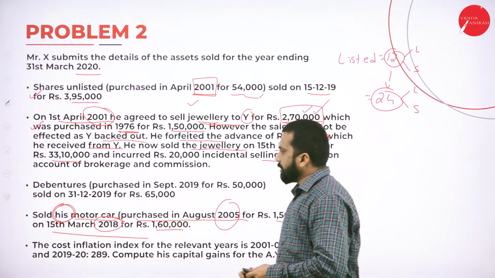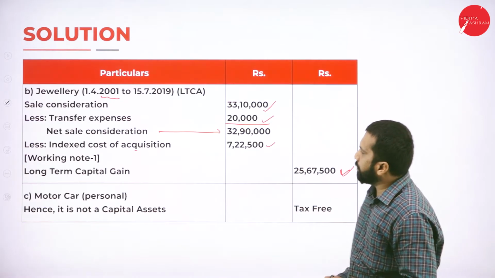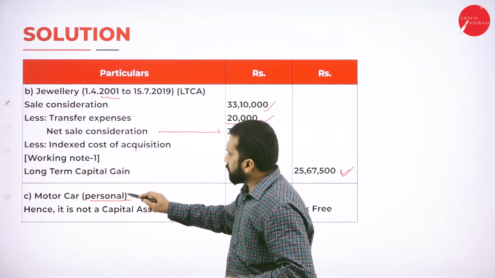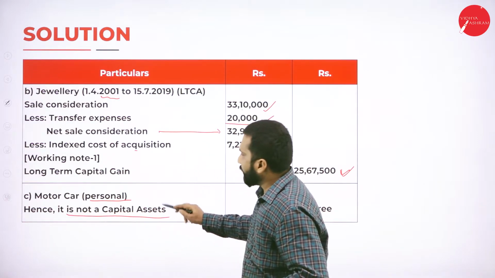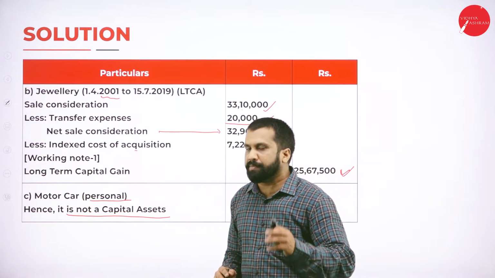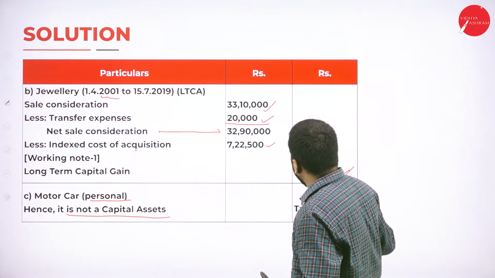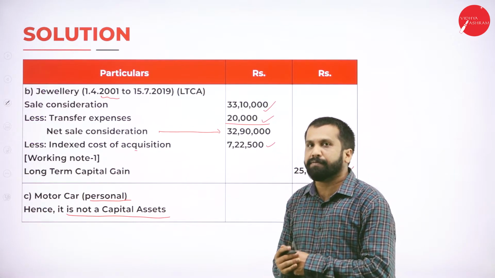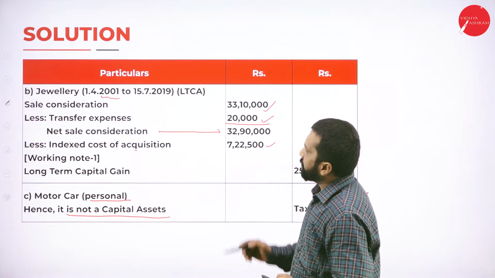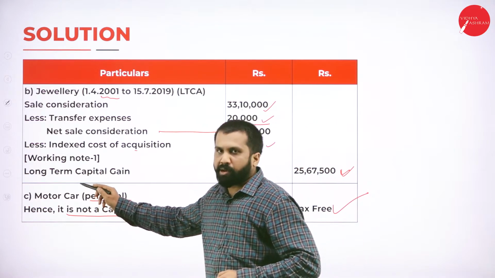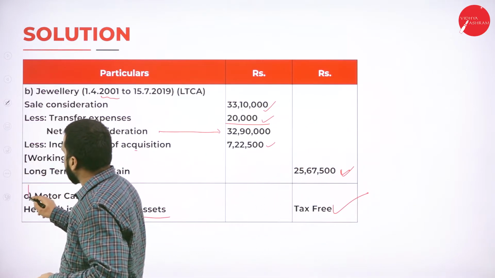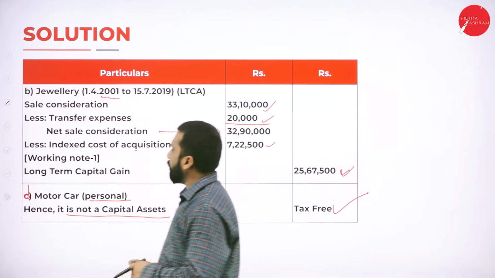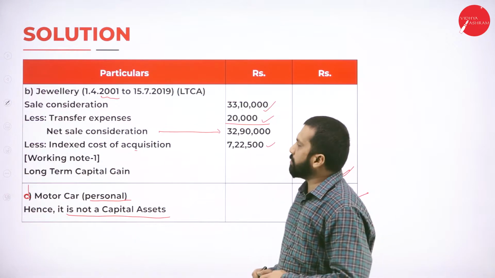So the answer for this is easy. See, motor car, it is personal, hence it is not a capital asset. Clear? Good. So we will not calculate, it will be considered as tax free. Now, this is B and this one is not C actually. This one must be D, the last one. Now we will do C.